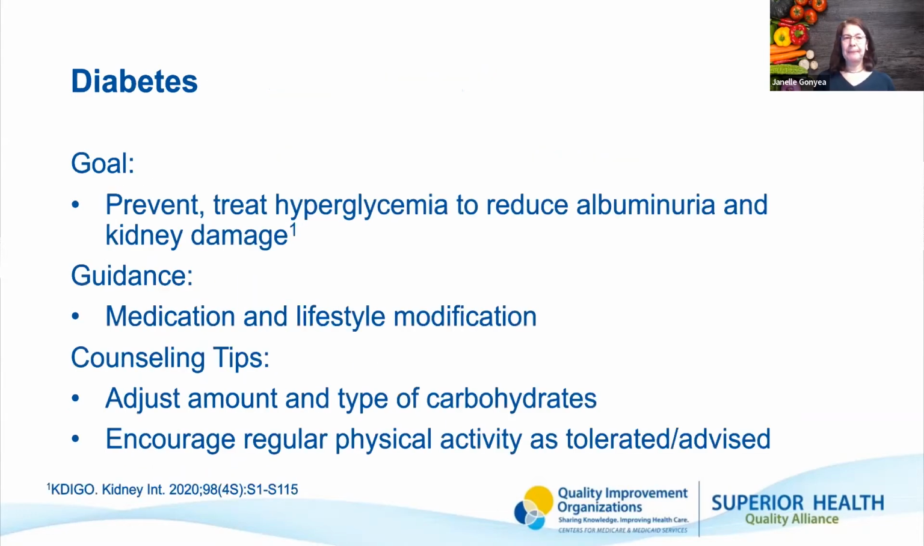Next, please. So specifically for diabetes, as we mentioned, we want to optimize their glycemic control. And the reason for this is that we know that we can control albuminuria and also hopefully prevent kidney damage if we can do this. There are some excellent guidelines that came out last year, again in 2020, and those are referenced here for more details. But basically, you can imagine the guidance is going to be proper medication management and lifestyle management.